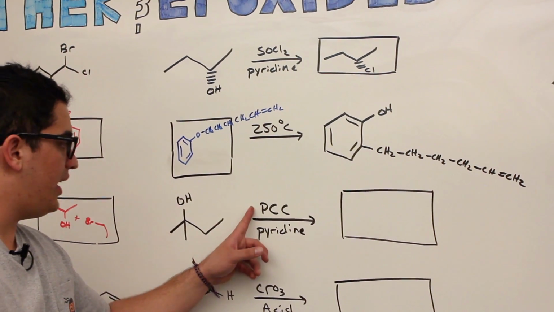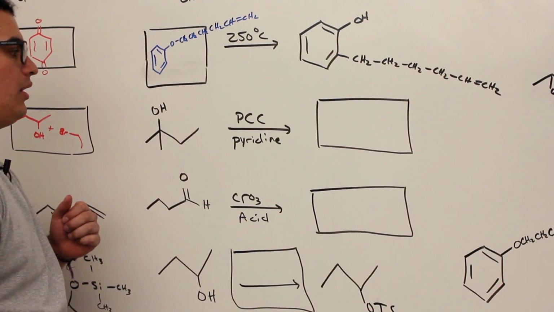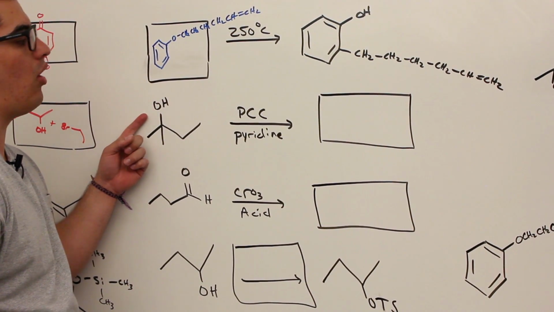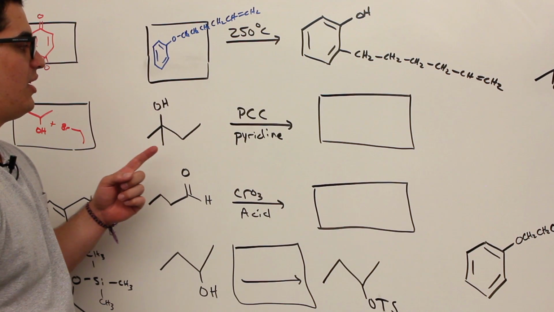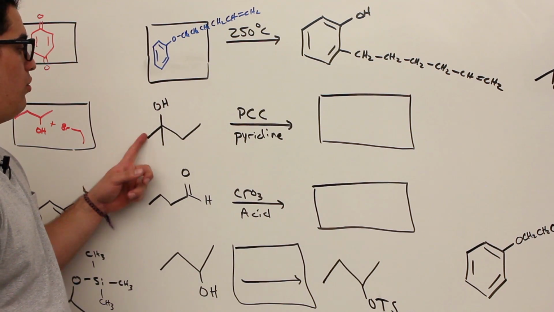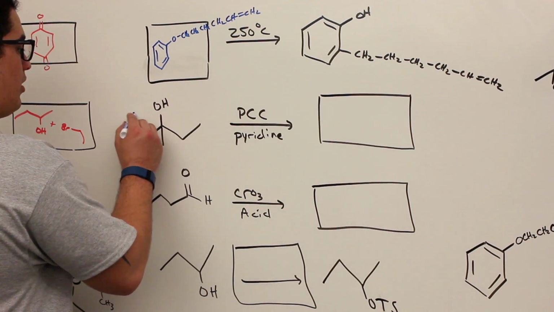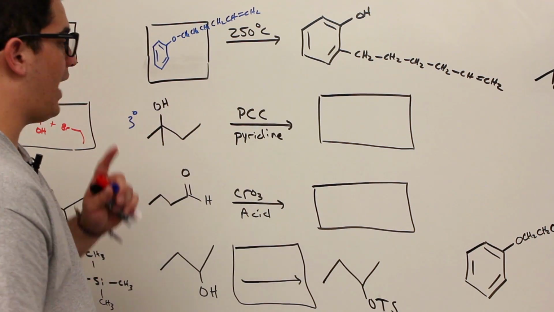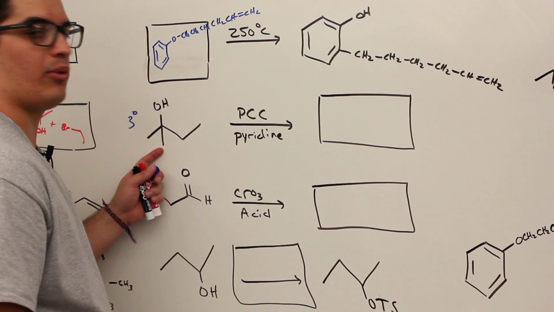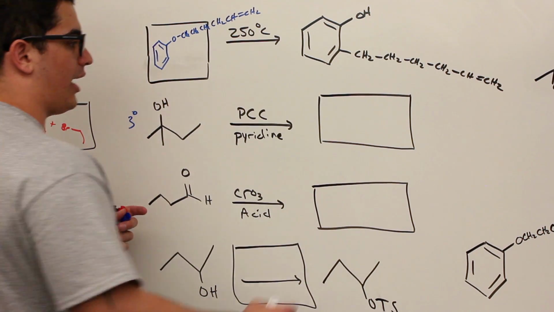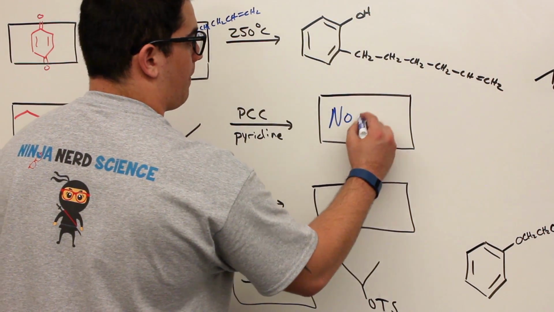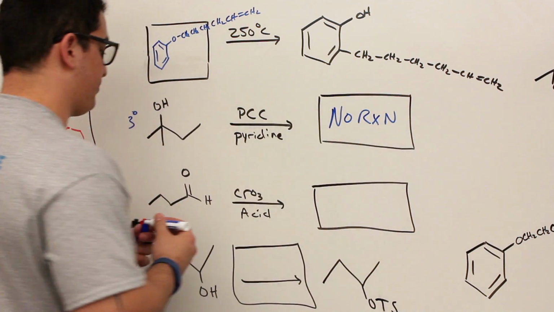Then we got PCC, pyridinium chlorochromate. He loves to oxidize alcohols, primary into specifically aldehydes, secondaries into ketones. Oh, this is a tertiary. Tertiary alcohols, remember we said, PCC can't react with tertiary alcohols because there's no hydrogen to remove here. So if there's no hydrogen that I can remove, this is a no reaction. A little bit of a tricky one right there.